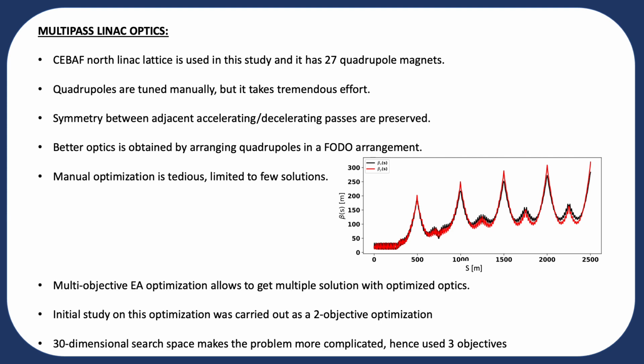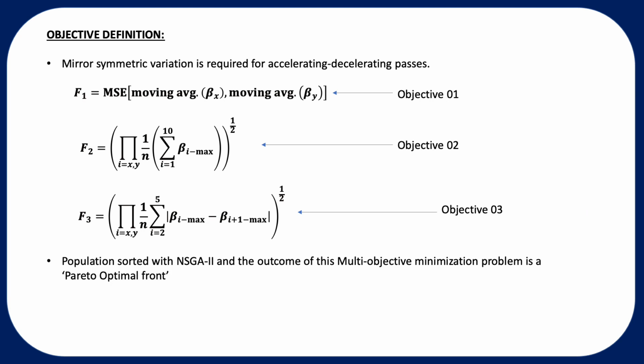With multi-objective evolutionary algorithm optimization, we will get multiple solutions instead of a few, and we use 3 objectives in this optimization problem. These are the 3 objective functions we used in our study. The first objective function is responsible for keeping horizontal and vertical beta variations very close. For this, we calculated the moving averages of beta x and beta y and calculated the mean squared error and tried to minimize it.